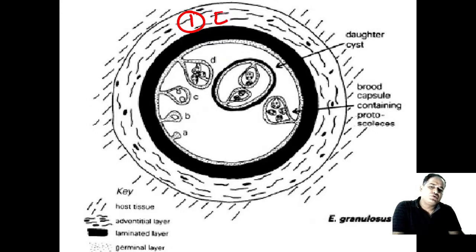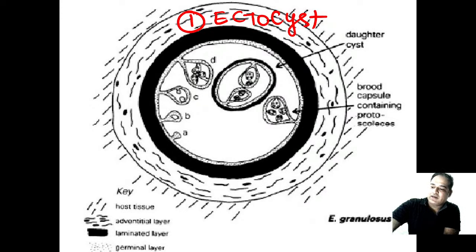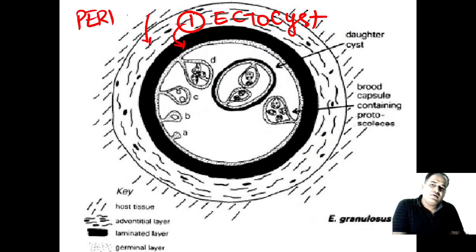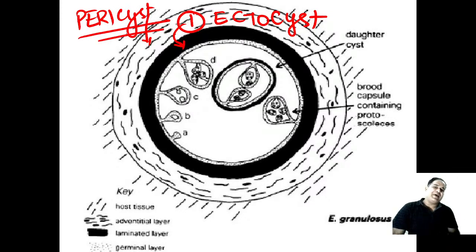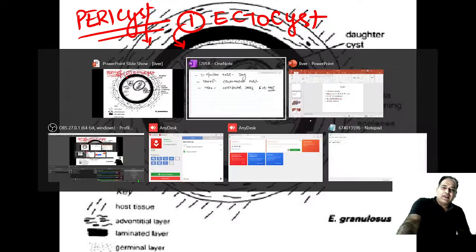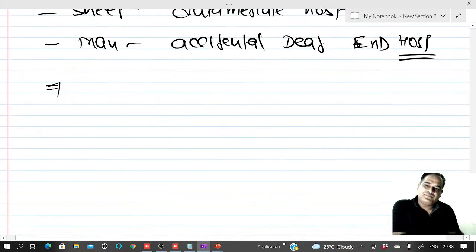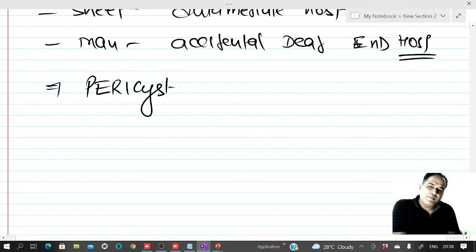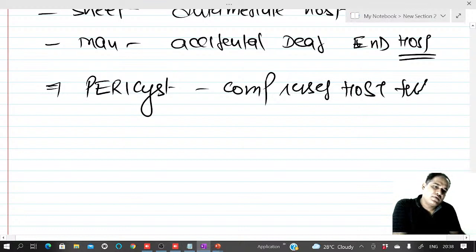Fine. The outermost layer is the ectocyst. That is formed by the human tissue. For example, in the liver, it could be formed by the compressed hepatic tissue. Fine. Then there is the part of the parasite. Fine. The compressed human tissue, that is the pericyst. Fine. And then there is the inner layer. I'll write it down more clearly here. Pericyst, that is the compressed host tissue. Fine. Ectocyst.